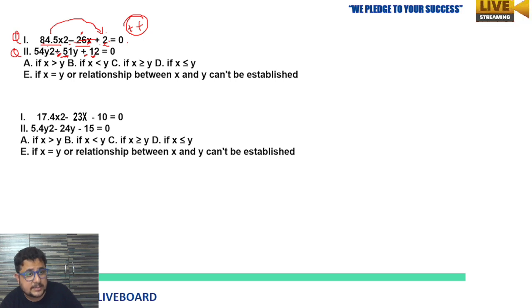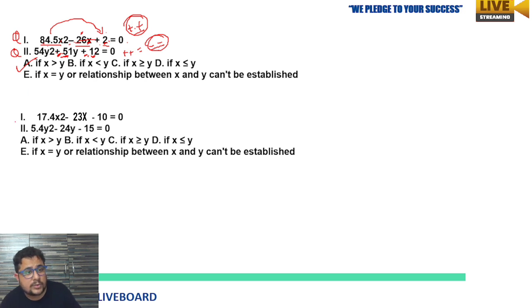In plus plus, right, when b is positive and the constant term is positive, you know that both roots are going to be negative. So positive is always greater than negative. Both roots are positive, both roots are negative. So definitely x is greater than y in this. Option A is the answer, right? No need to solve anything.